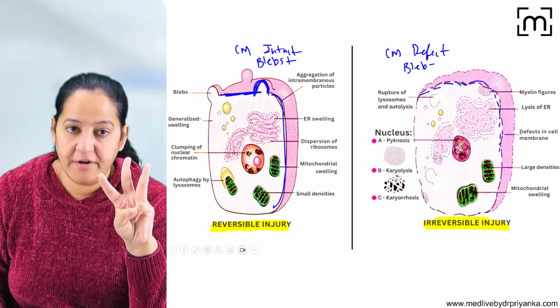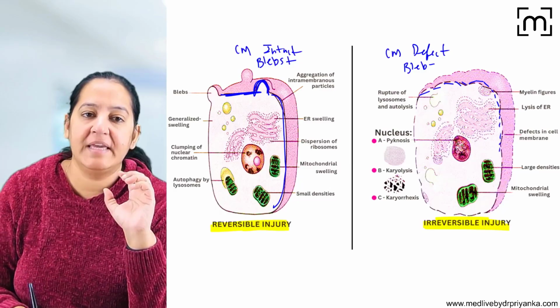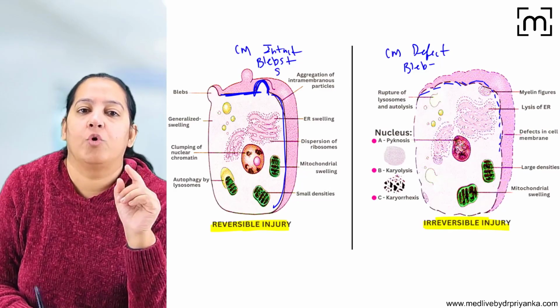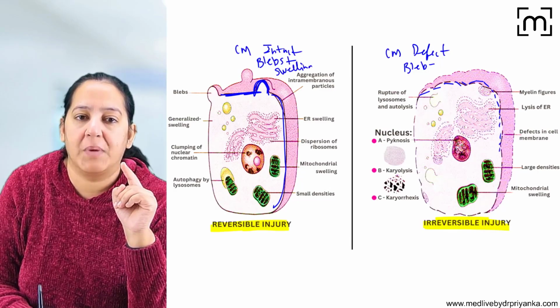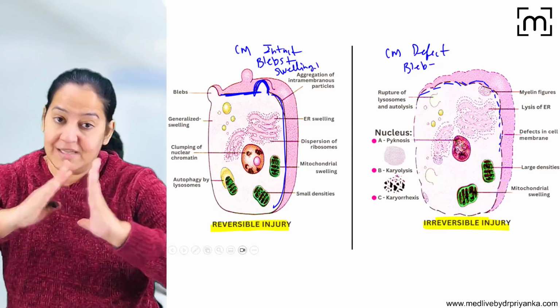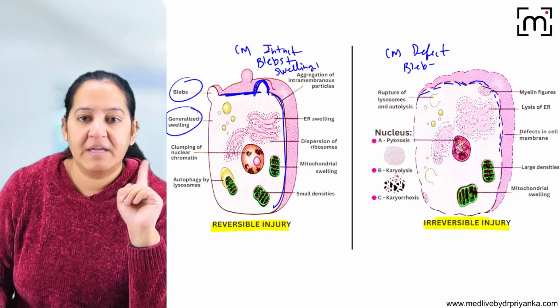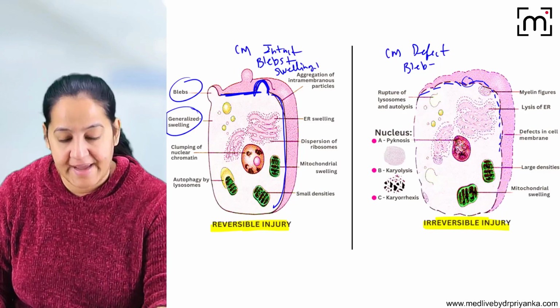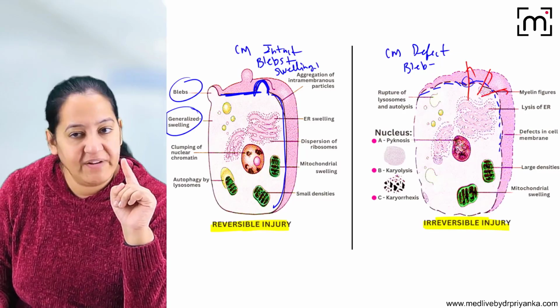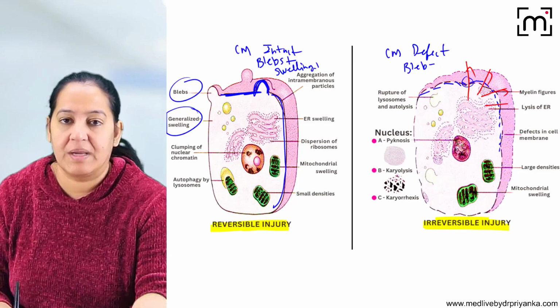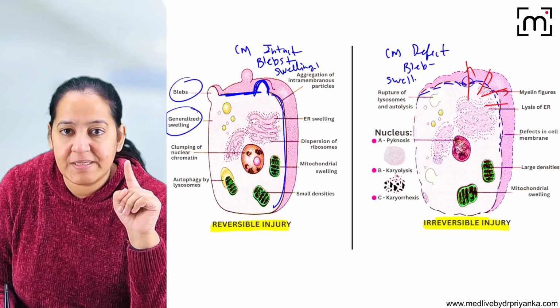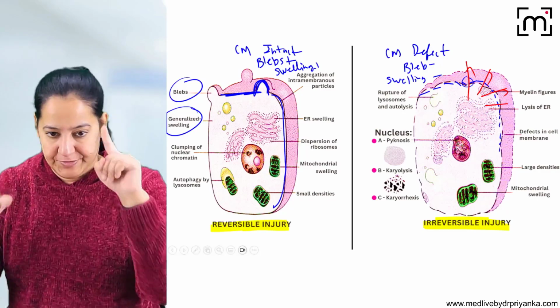The third difference: you can see here the cell is swelling. Overall the cell is swelled out. Generalized swelling is there, along with blebs. But here, since the defects are there, the extra cytoplasm will leak out, so there is no swelling. Here the blebs are absent and swelling is absent.